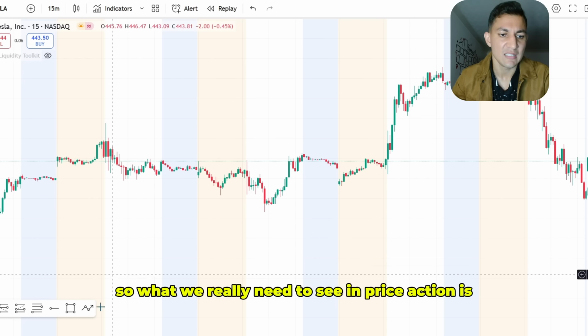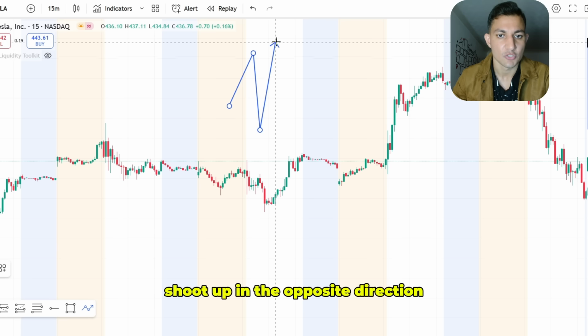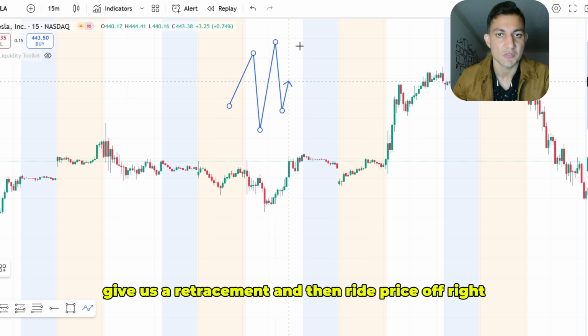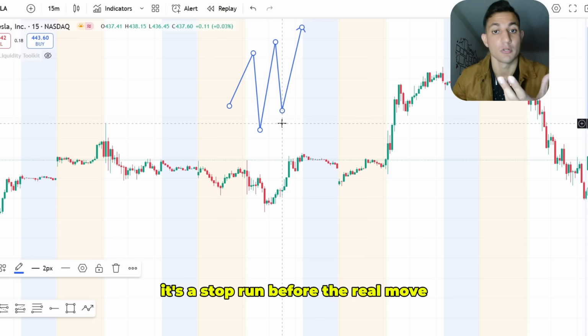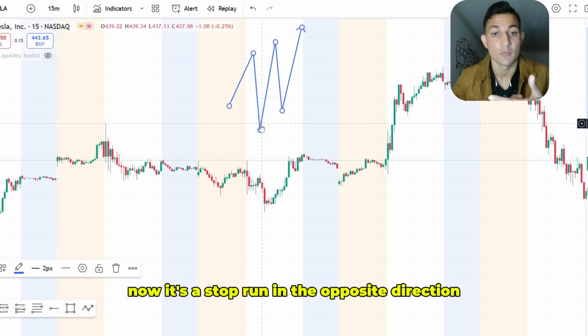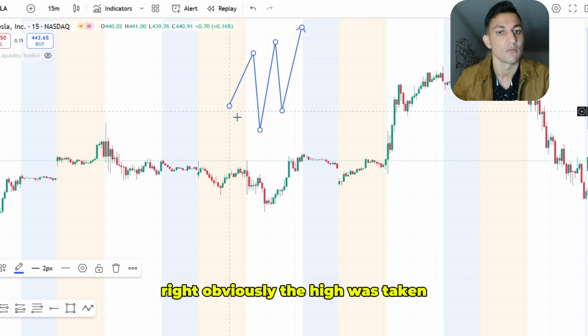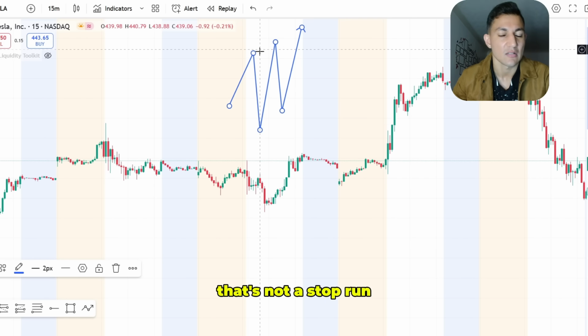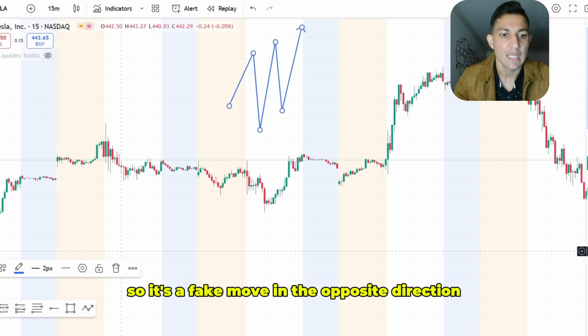So what we really need to see in price action is we need to see price take out some sort of old low, shoot off in the opposite direction, give us a retracement, and then ride price off, right? This is what a liquidity sweep really is. It's a stop run before the real move. Now it's a stop run in the opposite direction. So if we're bullish, you want to see an old low taken, right? Obviously if a high was taken, that's not a stop run because the market actually wants to move up. So it's a fake move in the opposite direction.